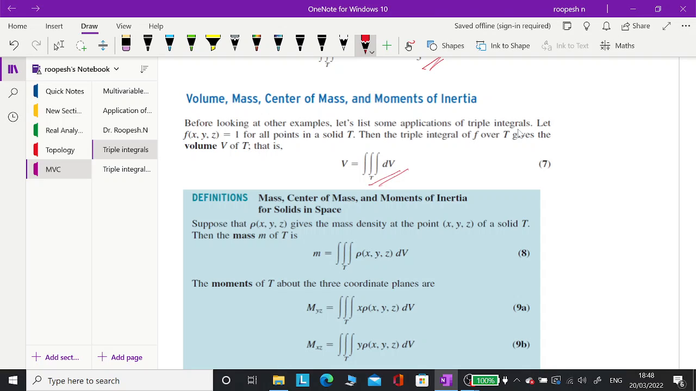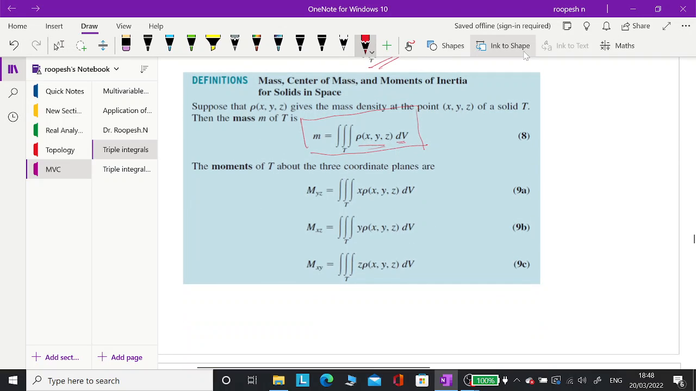Mass is given as the triple integral over T of the density function times dV, right? Then the moment about the x-axis, we will write it as Myz. So Myz equals the triple integral over T of x times rho(x,y,z) dV. Previously it was a double integral, x times rho(x,y) dx dy, right? Now it is the triple integral case.